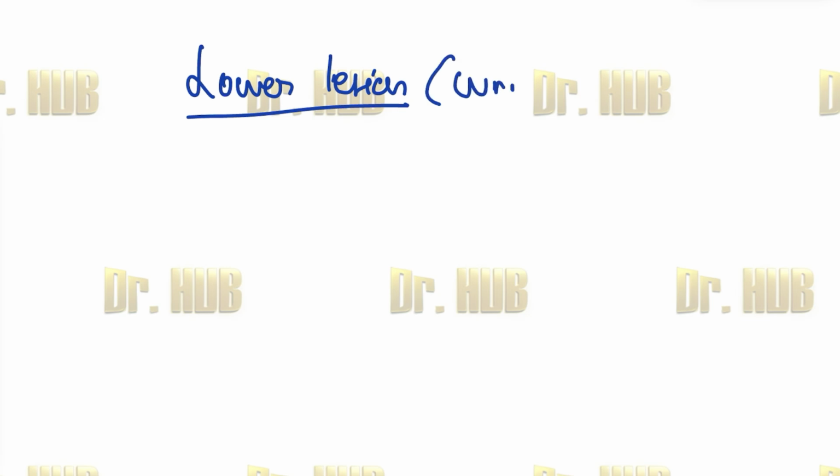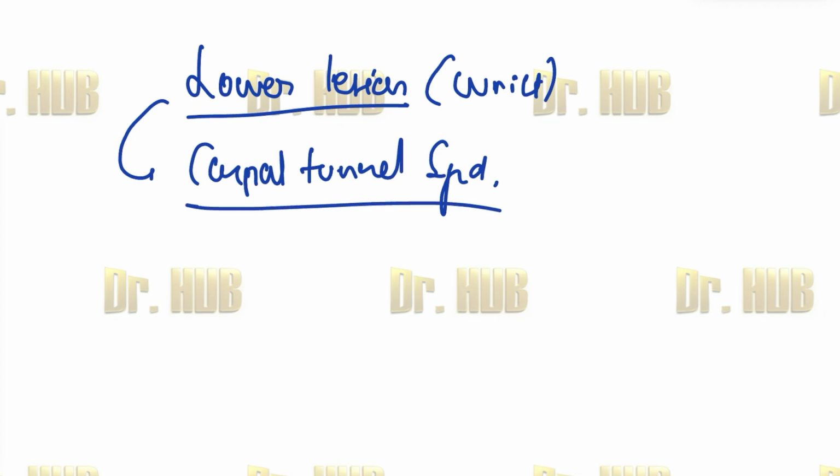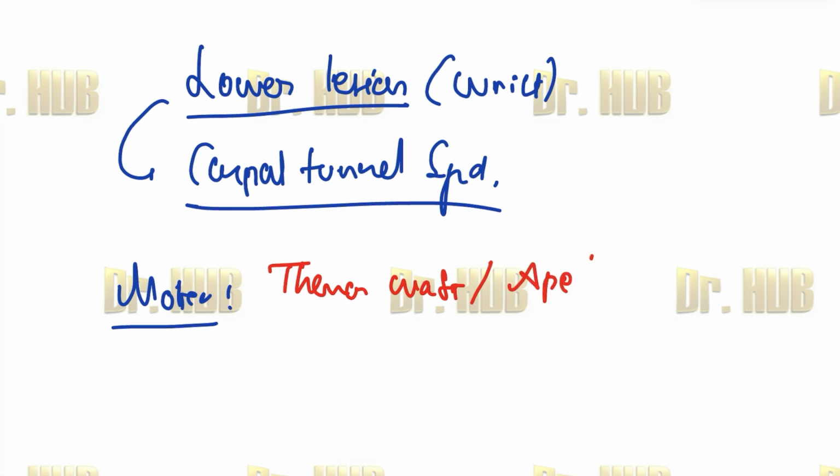Now moving on to the lower lesions of the wrist. The lower lesion involves the wrist, and the cause is carpal tunnel syndrome. So what are the motor manifestations here? The motor manifestation includes thenar wasting, the ape thumb deformity, as well as the Kilonevin sign.